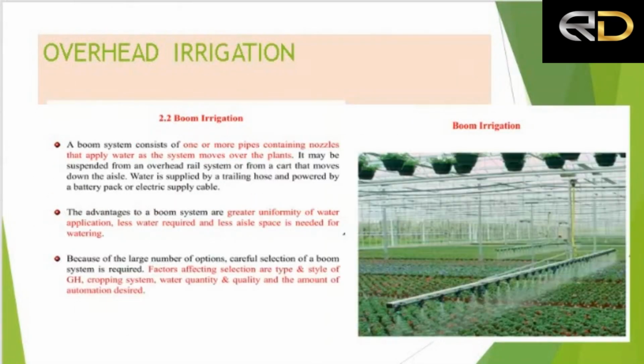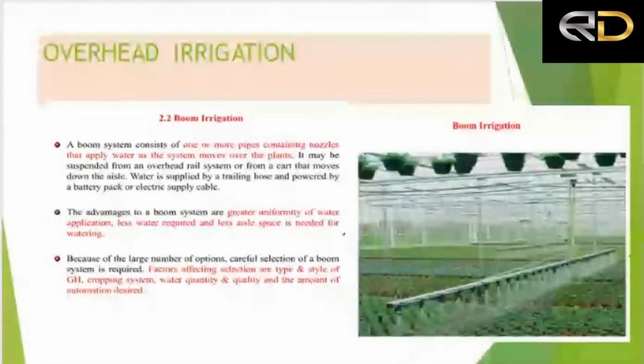So that was overhead irrigation. The second one is the boom irrigation. This boom irrigation we do recommend when we have a high-tech greenhouse where we are producing seedlings in cocoa peat, in soilless media. That time we do recommend the boom irrigation, even though boom irrigation has a high cost. So only when the high-tech system is to be adopted, that time we prefer the boom irrigation system. So what is the boom irrigation system?